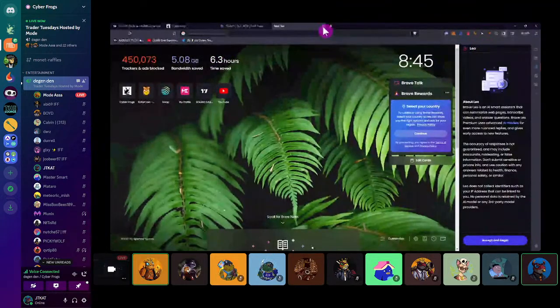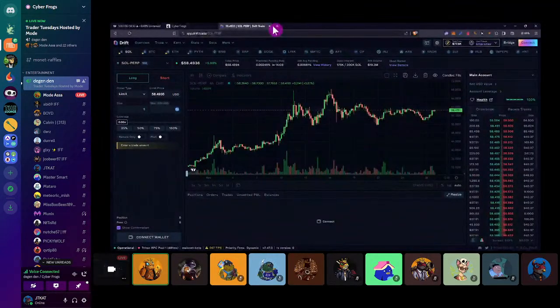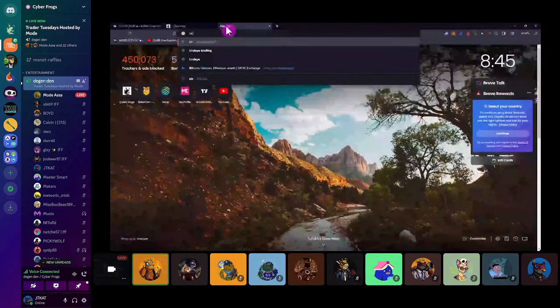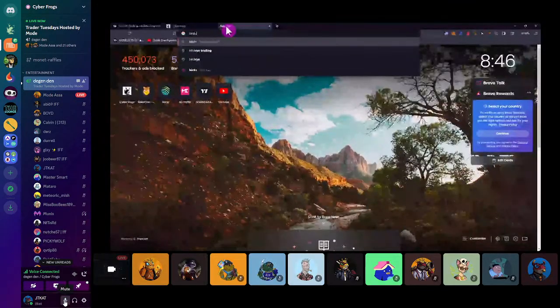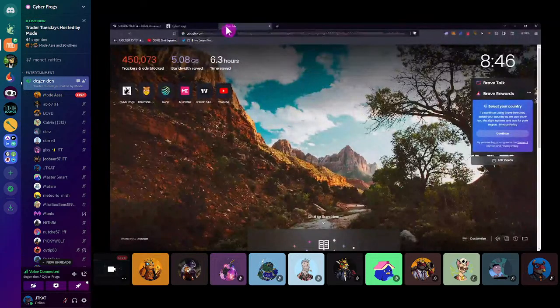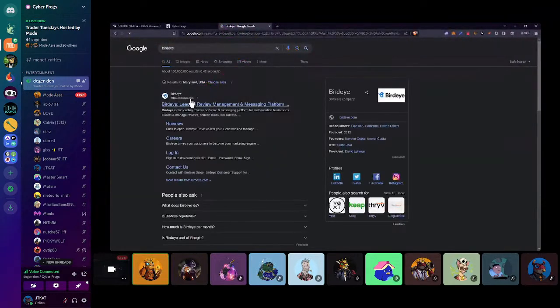Anybody know what the best place to look at a chart for here is? Bird eyes. Okay. I was looking at. Yeah. Okay.